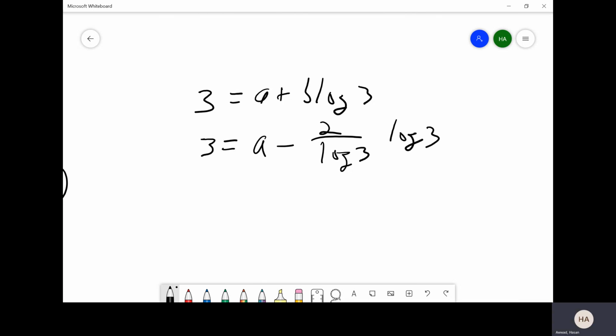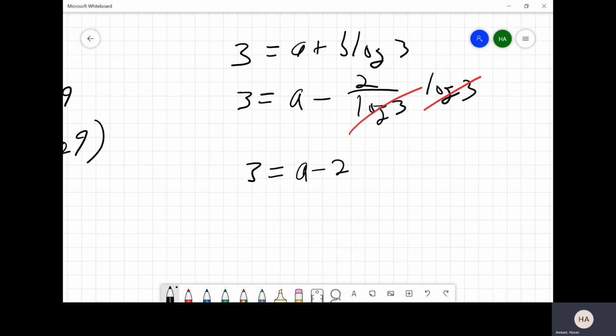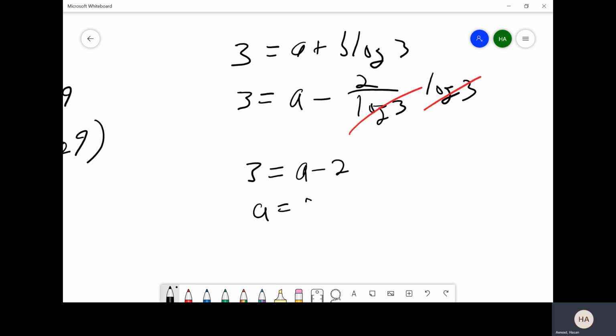And hey, something miraculous happens. We have log 3 over log 3, right? These cancel out, just by pure and utter happenstance. So we're just left with 3 is equal to a minus 2. And now that we have 3 is equal to a minus 2, we can solve for a. And solving for a, we get a is equal to 5, right? Okay, last step. What's the last step?